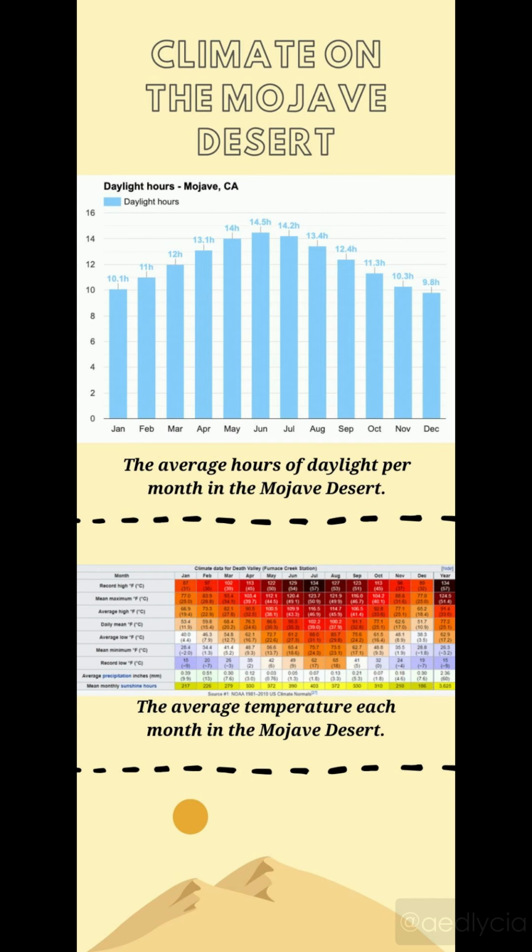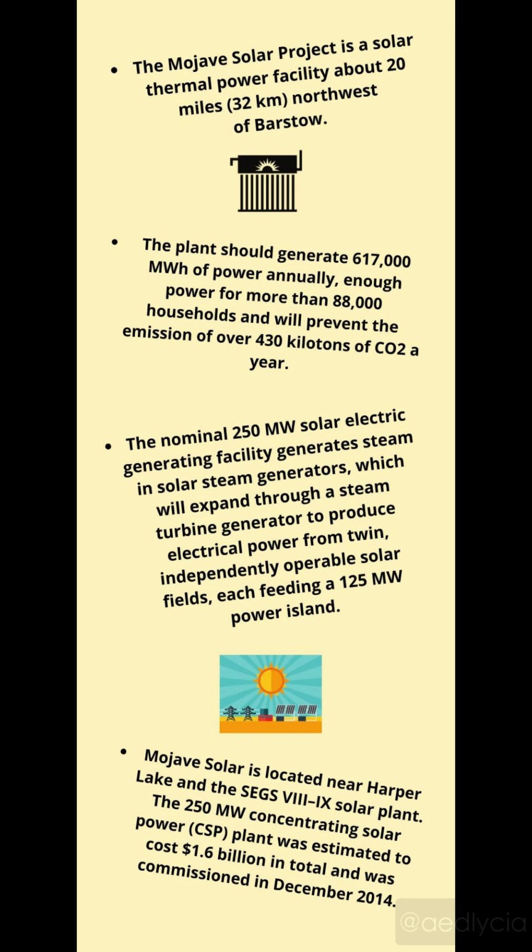These tables show the average temperatures and hours of sunlight every month in the Mojave Desert. During the summer, the sun produces more heat, and days are longer, with shorter nights. The Mojave Solar Project is an example of an already existing solar thermal power plant in the Mojave Desert. The cost of it is around $1.6 billion and it should generate 617,000 megawatt-hours of power, which is enough power for more than 88,000 households and will prevent the emission of over 430 kilotons of carbon dioxide a year.